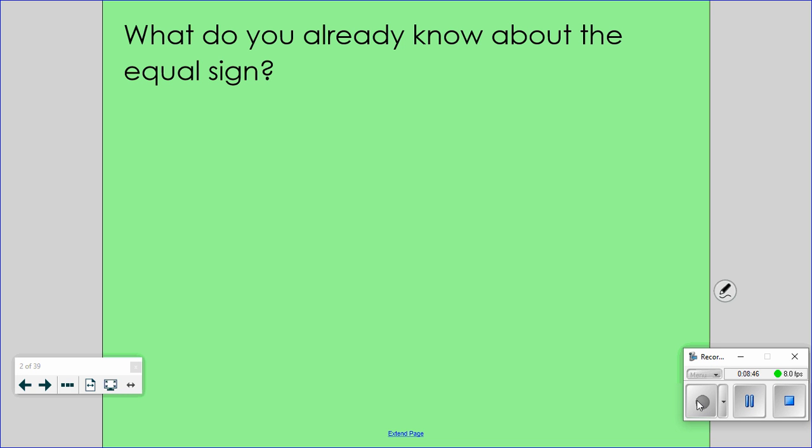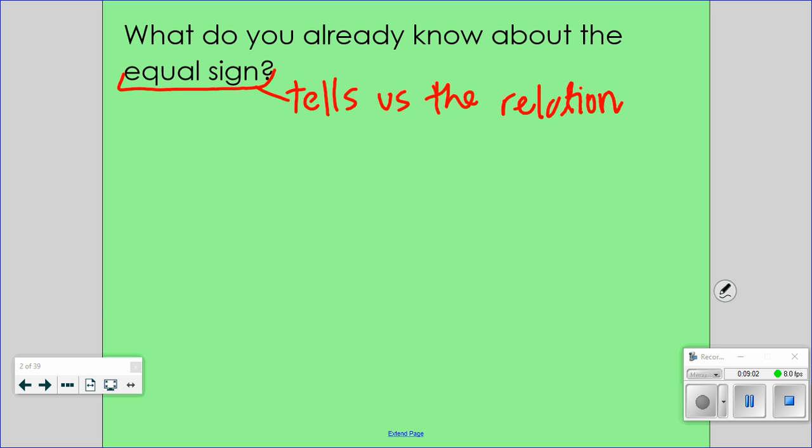Shelby? Ooh, I love how you put that. The equal sign tells us the relationship between two or more numbers. Shelby, I really like that you use the word relationship because we are going to be comparing numbers.